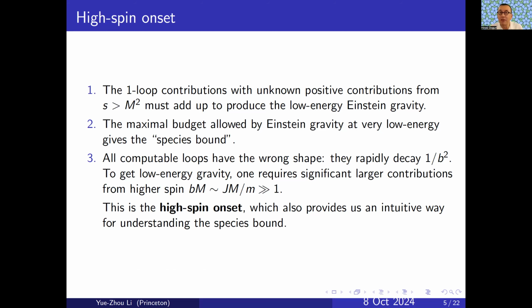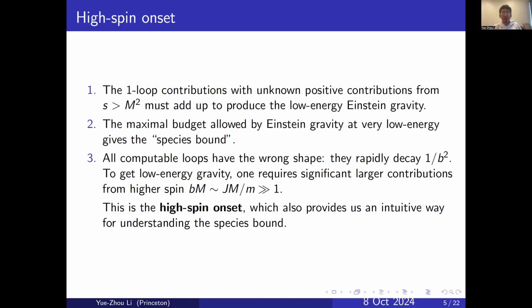Well, there are many choices you can make. For each spin, you can have a tower of massive particles, for example. So it looks like you have infinitely many parameters to work with. And how do you give some kind of precise bound implied by this sum rule?